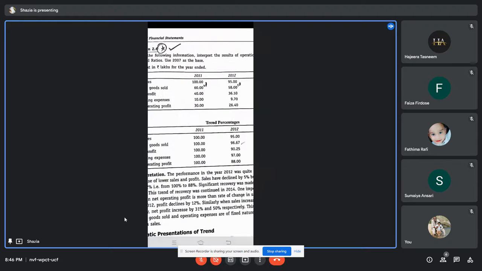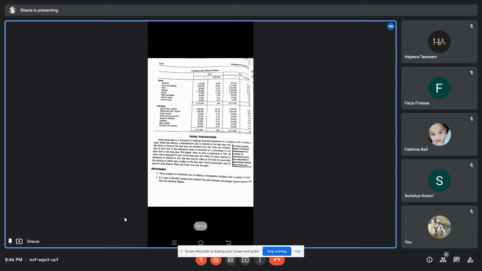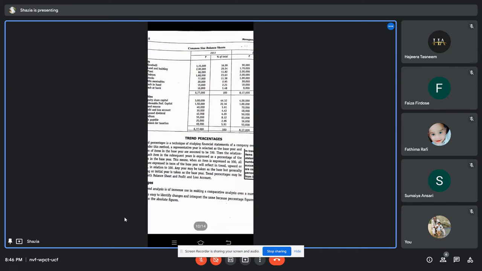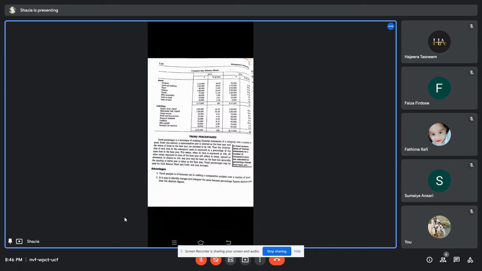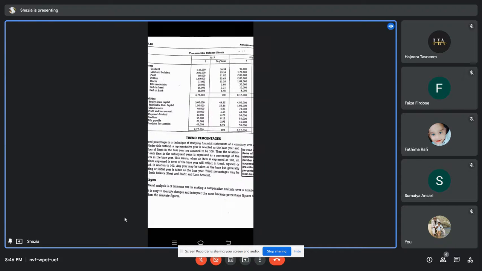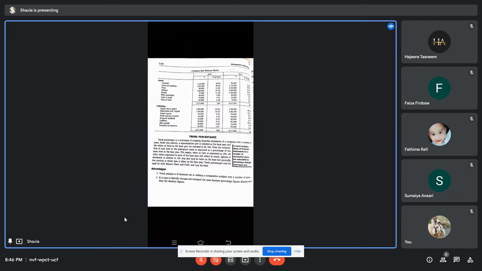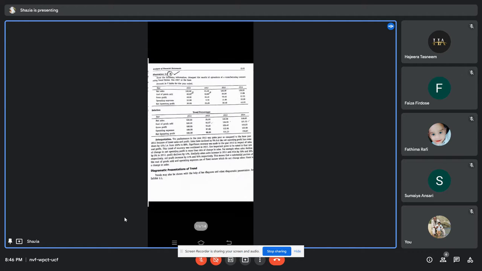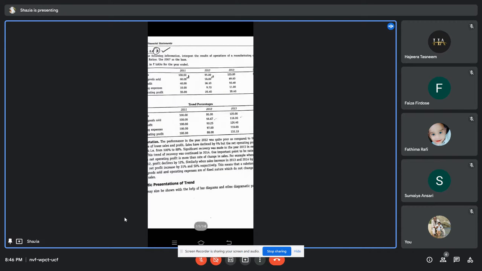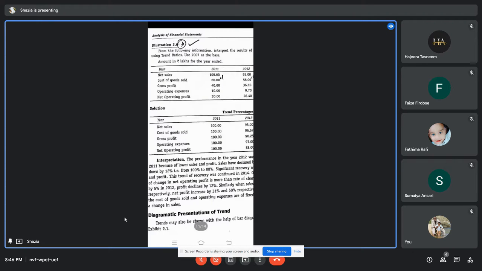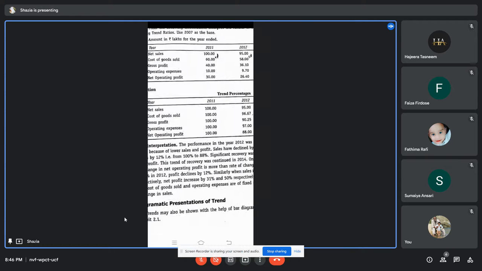Use 2011 as a base year. Using this 2011 as a base year, like I told you earlier, see in the definition they have given, a representative year is selected as the base year and the values of items in the base year are assumed to be 100. So whichever base year you select, we have selected 2011, all the items will be considered as 100.